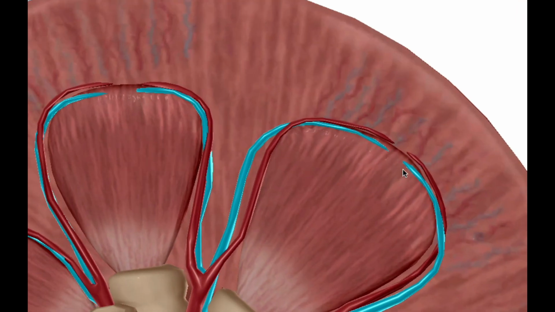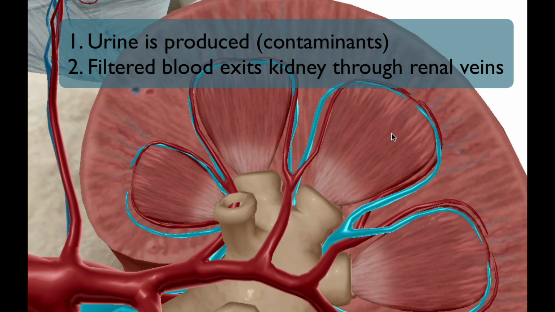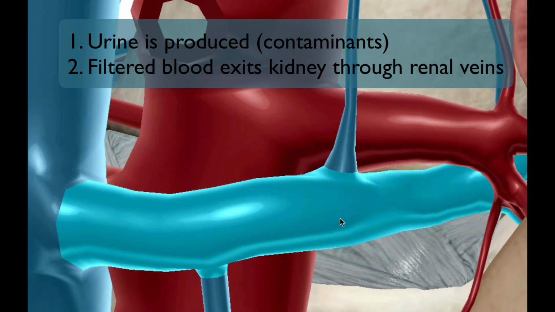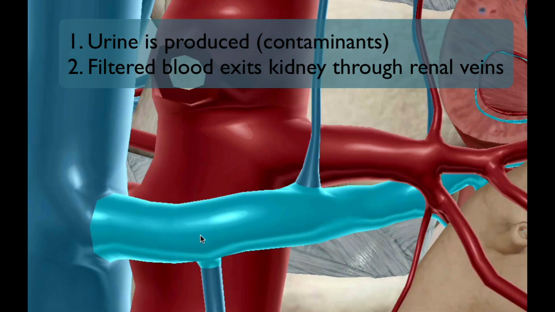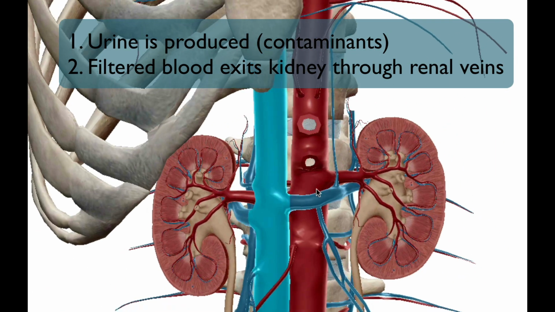Now, keep in mind that as this filtering process happens, two things happen. Number one, you produce urine, and the urine runs down the collecting ducts that run through the medulla and collect here in the renal pelvis. And on top of that, the blood that has been decontaminated, detoxified, is now running through the veins, these blue ones, and they run back through your renal veins. Okay, now let me zoom out. And then they run back into your inferior vena cava.